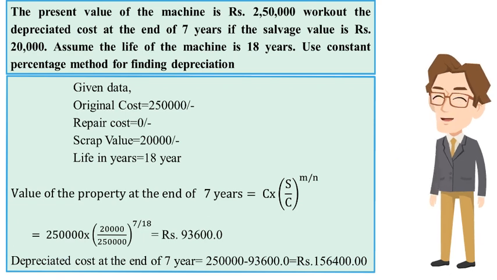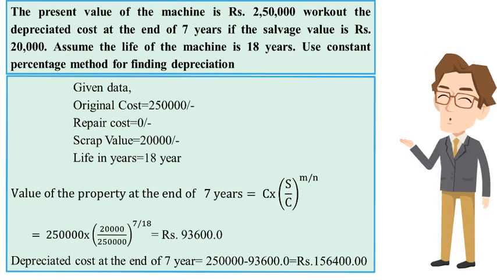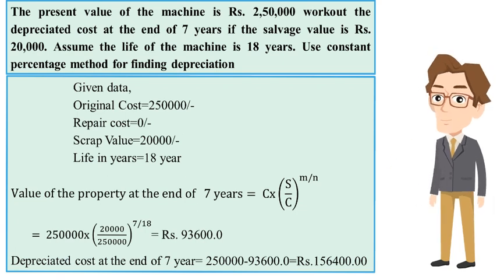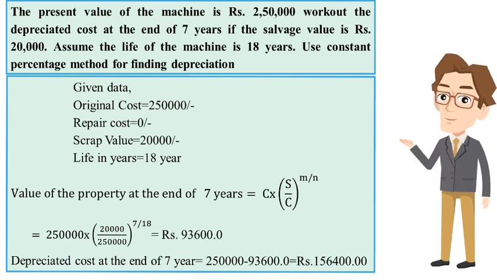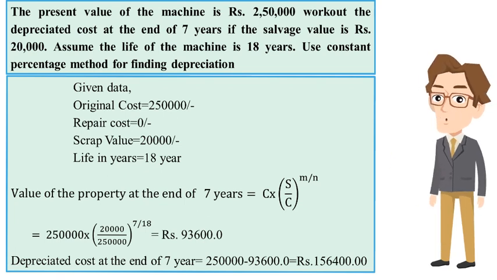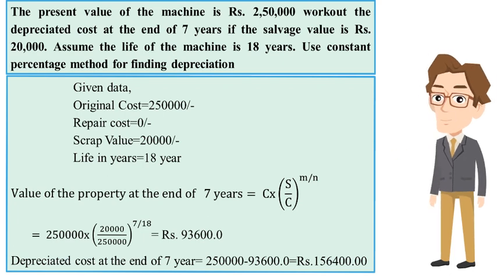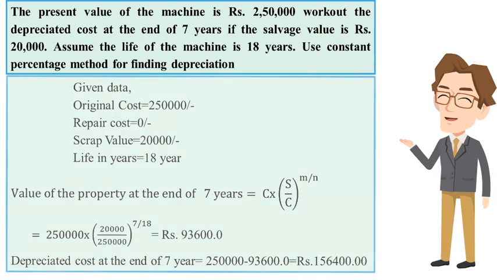Equals 250,000 minus 93,600 equals 156,400 rupees. So, the depreciated cost of the machine at the end of 7 years is 156,400 rupees.